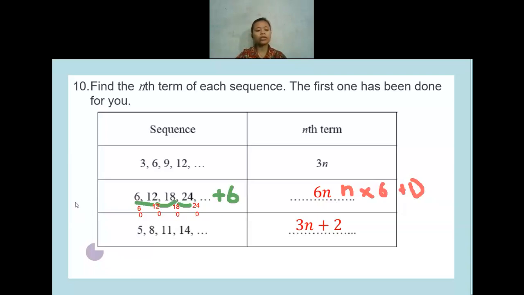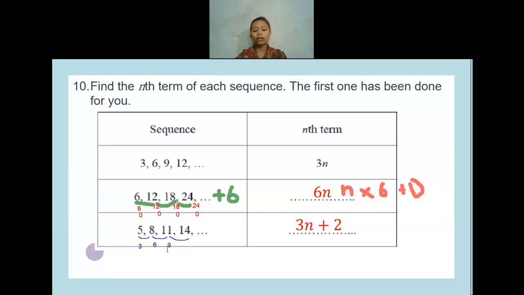For the second question, we have 5, 8, 11, and 14. Same, we need to find the difference. From 5 to 8, the difference is 3. 8 to 11, the difference is 3. 11 to 14, the difference is 3. Because all the differences are 3, we need to find the multiples of 3. Multiples of 3 are 3, 6, 9, and 12.